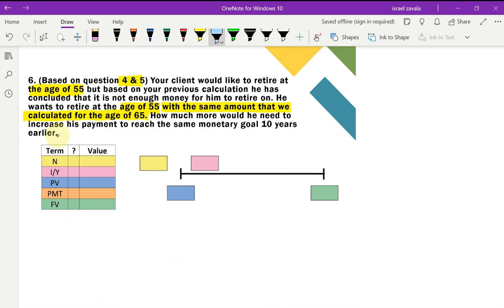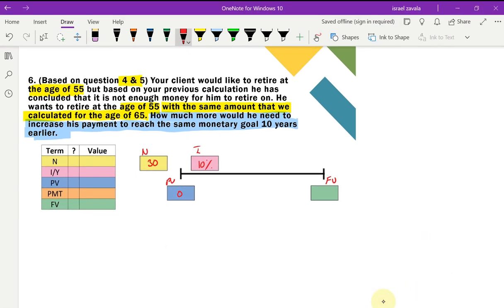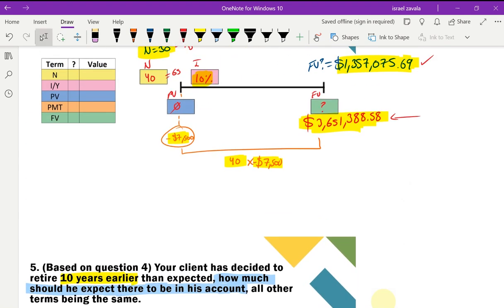So where's the question? How much more would he need to increase his payment to reach the same monetary goal 10 years earlier? Now this is a little complicated, right? He still wants to retire 10 years earlier, so N is still going to be 30. The interest rate is still going to be 10%, the present value is still 0, and the future value is effectively this: 3,651,388.58.